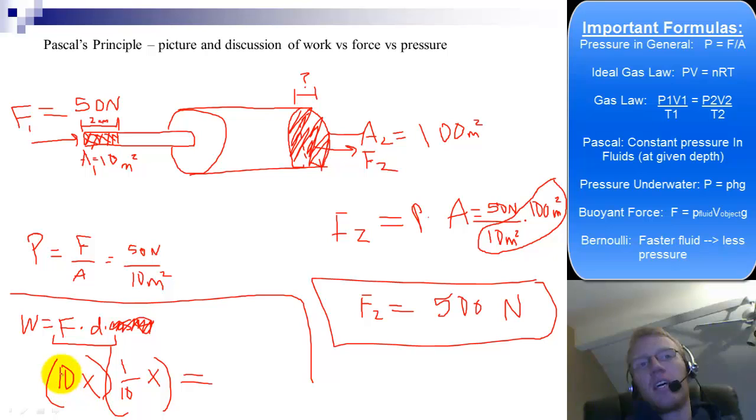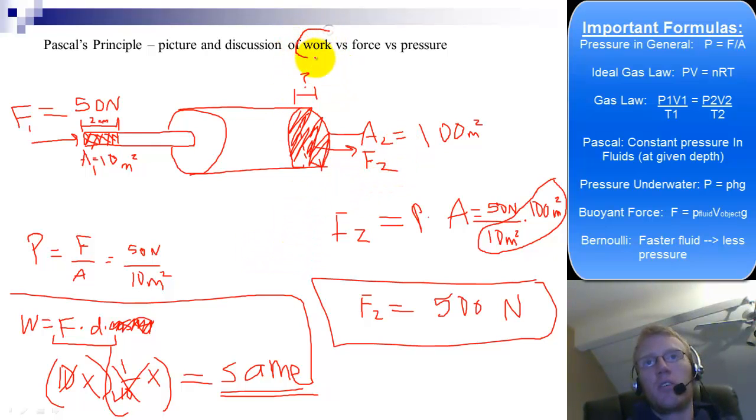So the 10 and the 1/10 cancel out, and you get the same amount out as you put in. You have a bigger distance but a smaller force over here, and a bigger force but a smaller distance over there. They perfectly balance out so that the work done by you pushing this side is exactly equal to the work done by the other side of the piston pushing whatever it's pushing on, of course neglecting friction. So we still conserve work and energy. The force increases because the area increased, and pressure was constant. Cool.